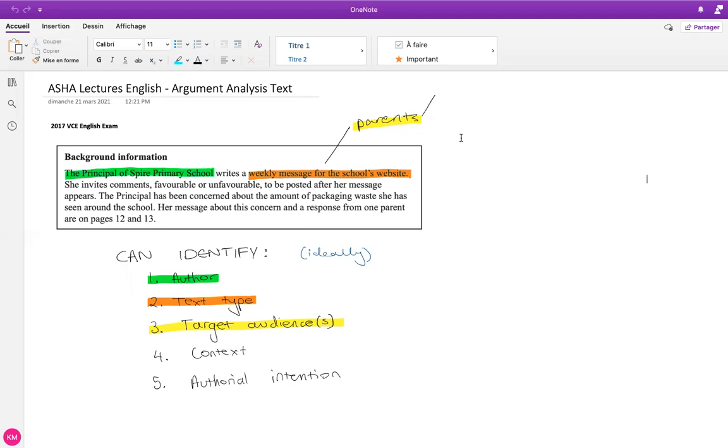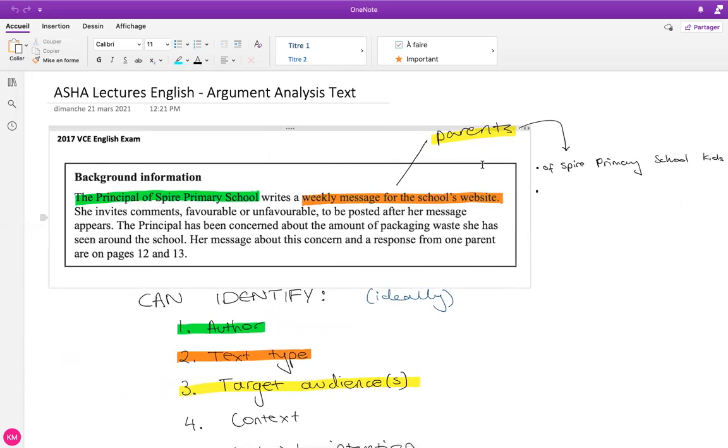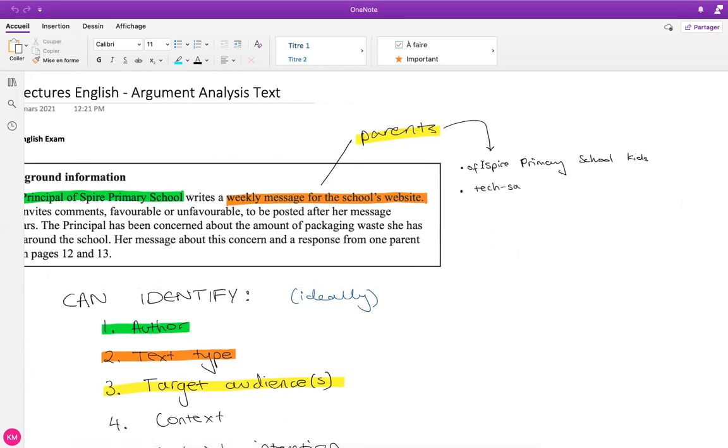Okay, so it's parents of, let me bring it down here where there's a bit more room. Of Spire, what was it called? Spire Primary School. It's the parents of Spire Primary School kids. Yeah, that's very obvious as well. That's still way too broad. What type of parents are going to be reading the weekly message? We can say they're tech savvy. Actually, I can't remember if savvy has two V's or one, but that's okay. They have access to a computer, technologically advanced parents, no boomers here.